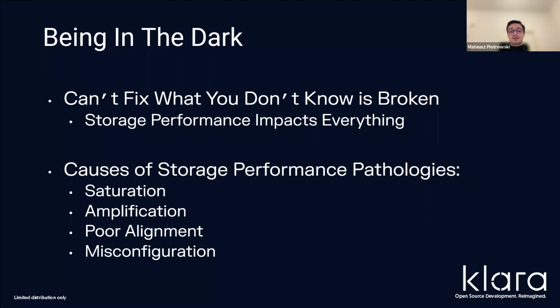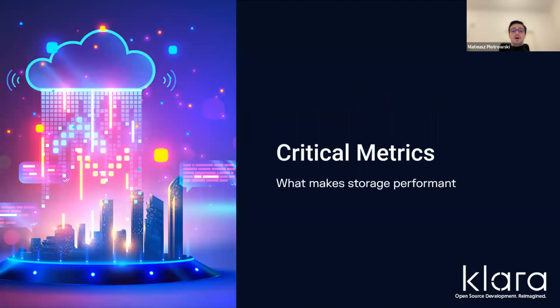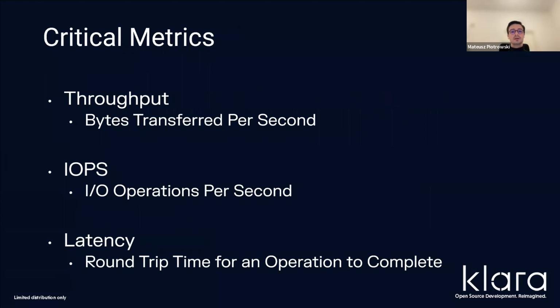And the last cause is probably the most familiar one. This is misconfiguration, which is basically that some part of the configuration of your system is suboptimal and is degrading performance. And the way we measure those is by looking at the metrics and collecting them. So let's take a look at what metrics we focus on during an audit.